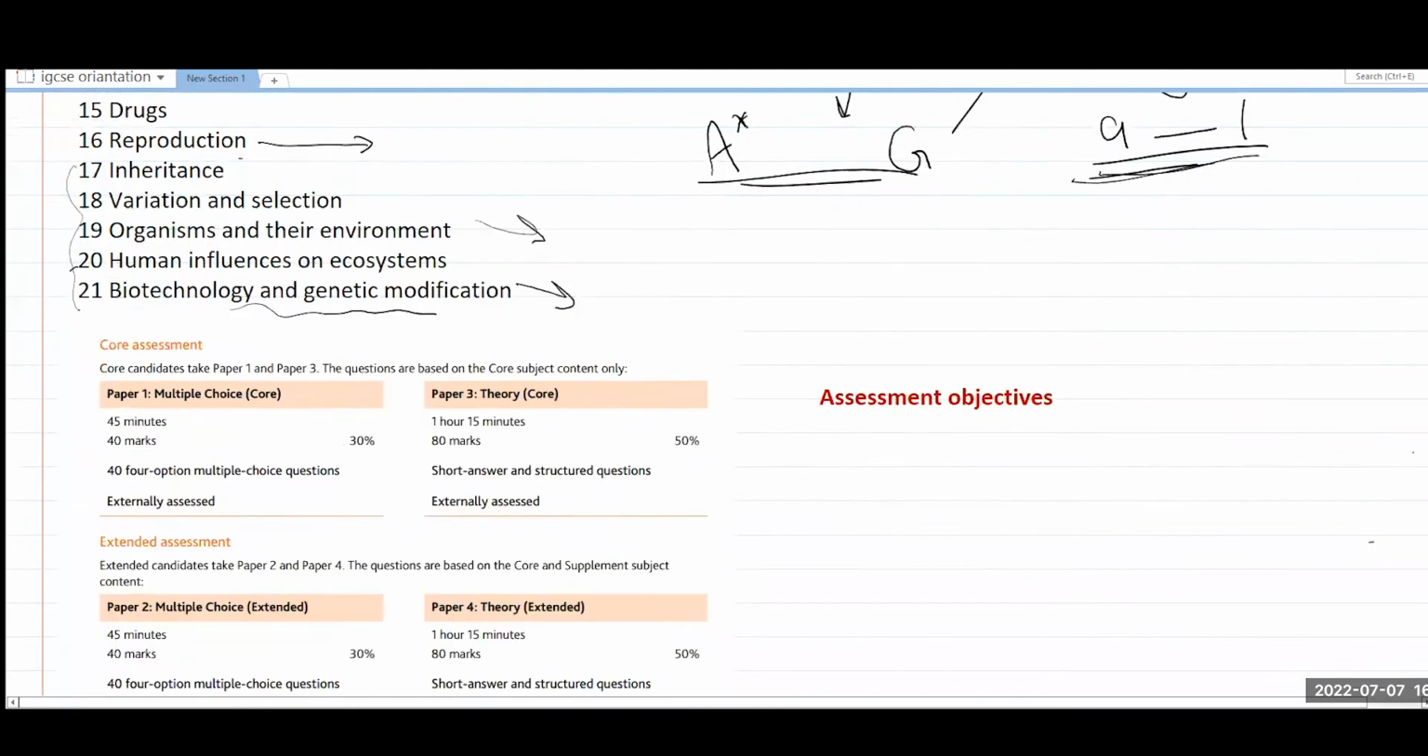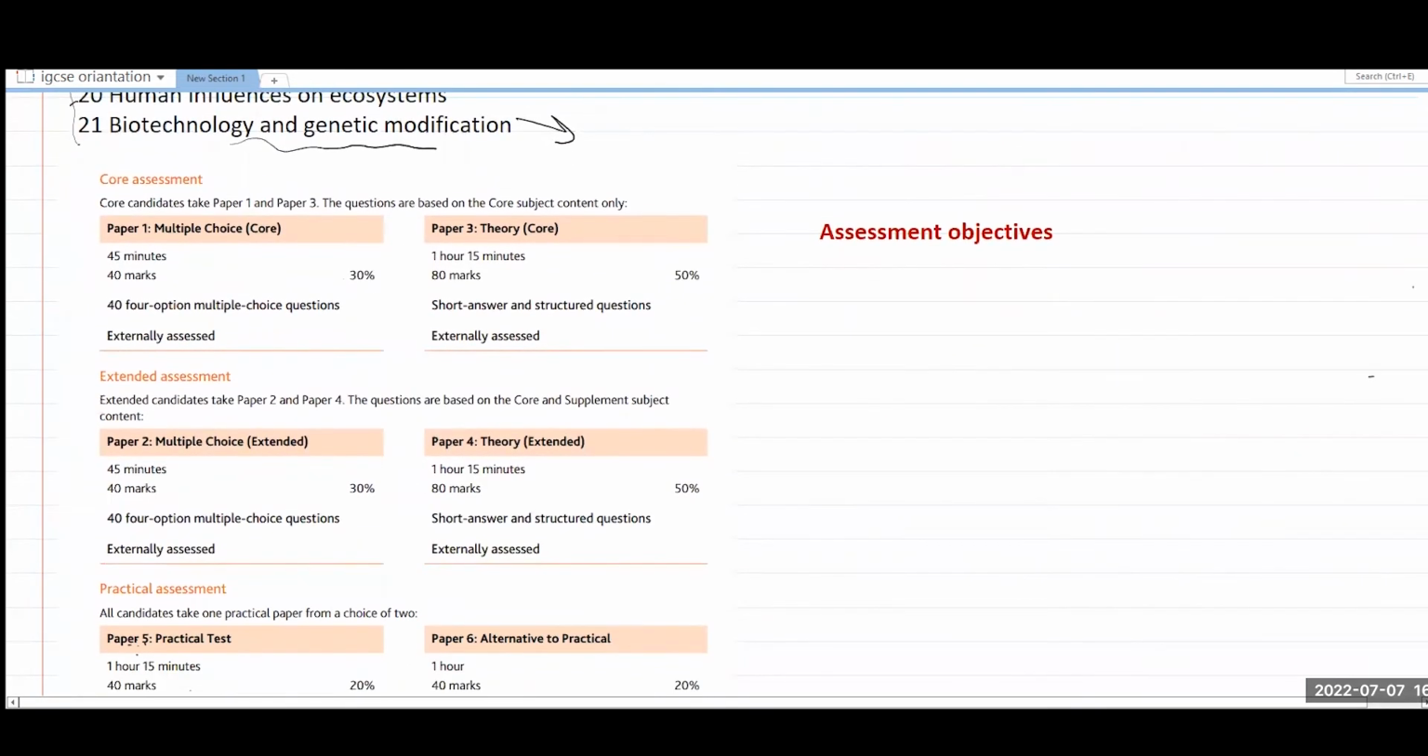Next point, how does the assessment go? There are papers 1, 3, 2, 4, 5, and 6. Paper 1 and paper 3 are for the core assessment. Paper 1 is a multiple choice paper, MCQ. It carries 40 marks, 30% of the total mark.